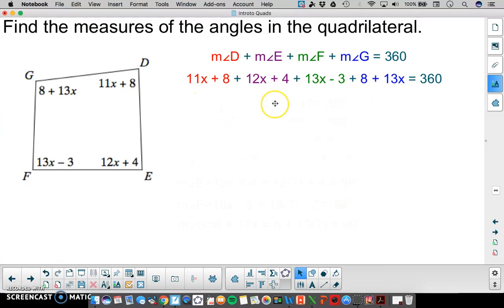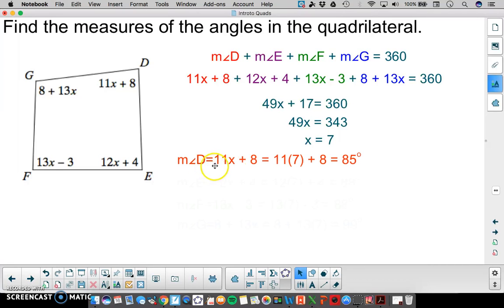Now I'm going to combine like terms and get 49x plus 17 equals 360. Subtract 17 from each side, and then divide by 49. So I now know x is equal to 7. But that's not what the question was asking. The question asked us to find the measures of the angles. So therefore I have to plug in 7 to each one of those expressions.